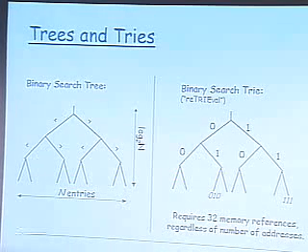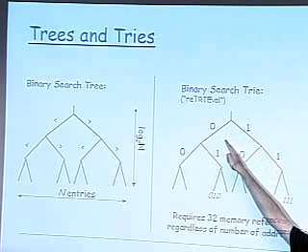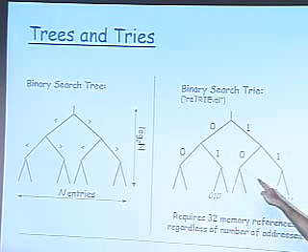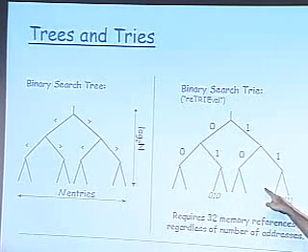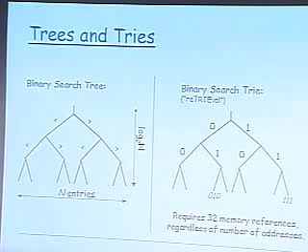Binary search trees, which come from retrieval, look something like this. You look at the first bit, decide whether it's 0 or 1, and go down this tree, looking at it one bit at a time. And a fully balanced binary search tree will require log n memory references, regardless of the number of addresses. And the number of memory references is crucial.